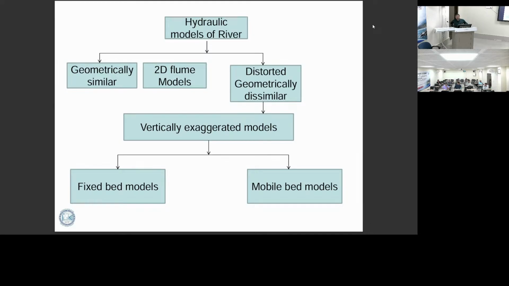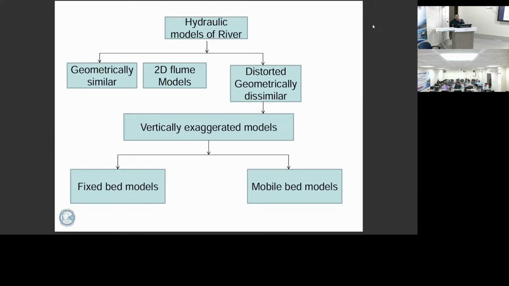Say a 10 kilometer river, you are modeling 10 kilometers. Width, what is the width? Say 3 kilometers. Okay, space-wise you are okay with that. But what is the depth? Maximum depth will be 10 meters or something. So this ratio is very, very small. If you make it geometrically similar, what happens?